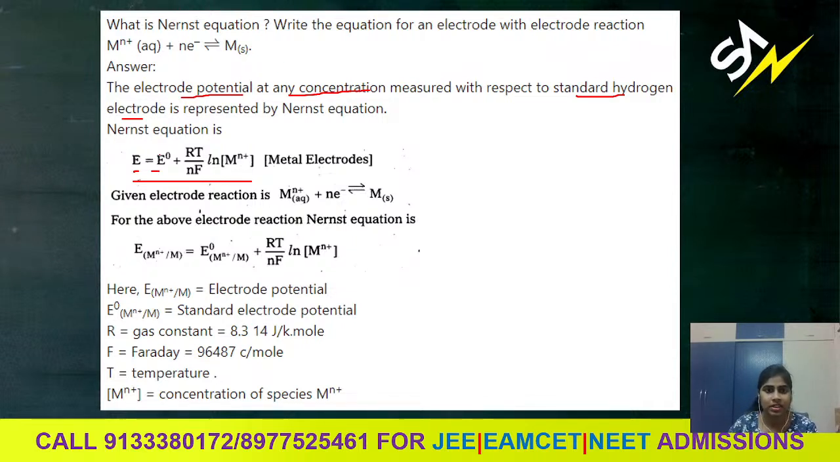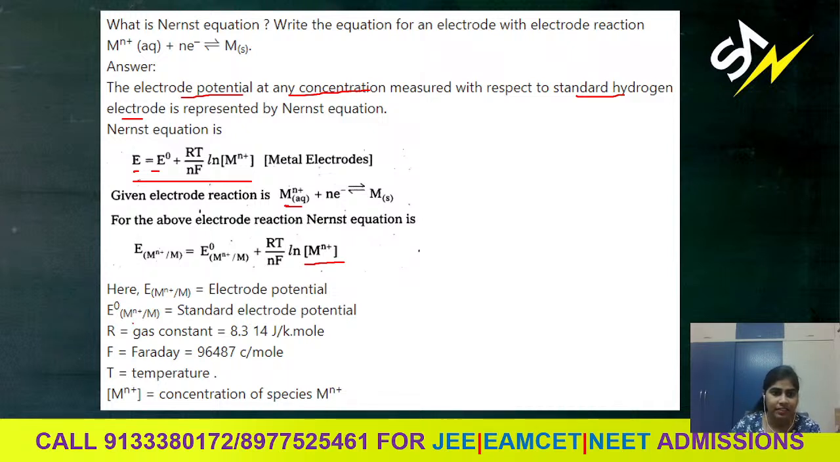And we have an equation given in the question, that is M^n+ plus n electrons gives M. If we apply the Nernst equation for this, we get the electrode potential for the reaction happening here, M^n+ converting into M. The electrode potential is E naught, the standard electrode potential of M^n+ converting into M, plus RT by nF ln of the concentration of what is changing here, the concentration of M^n+.